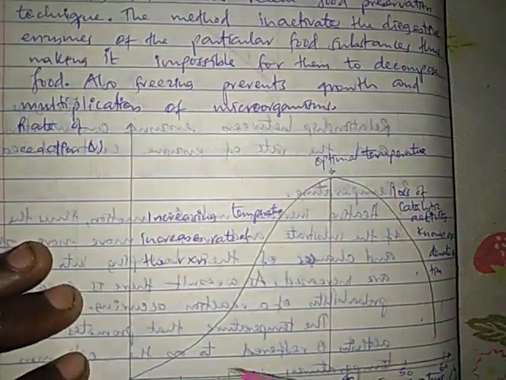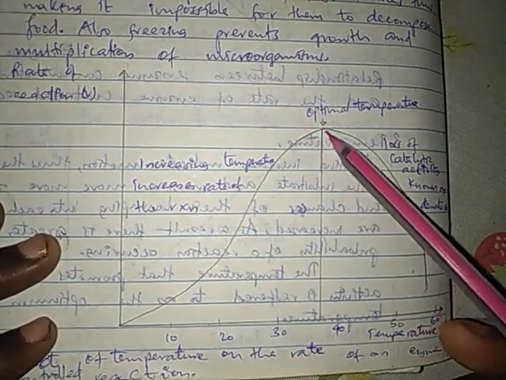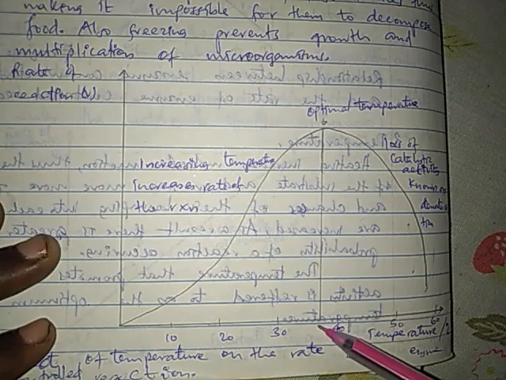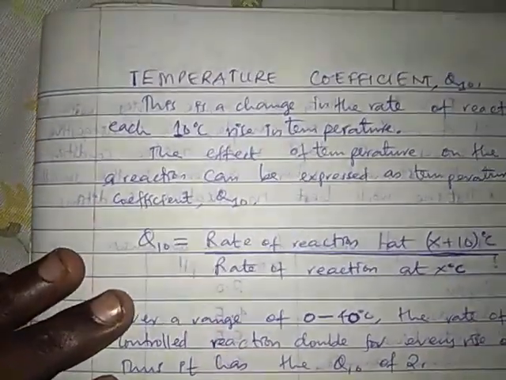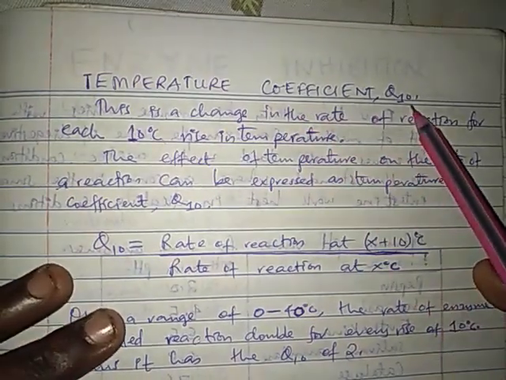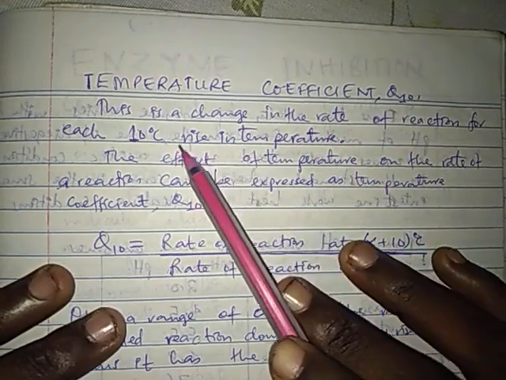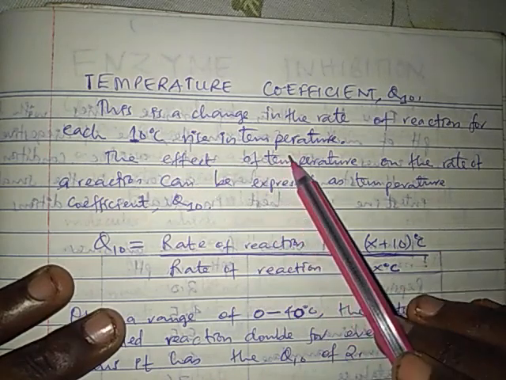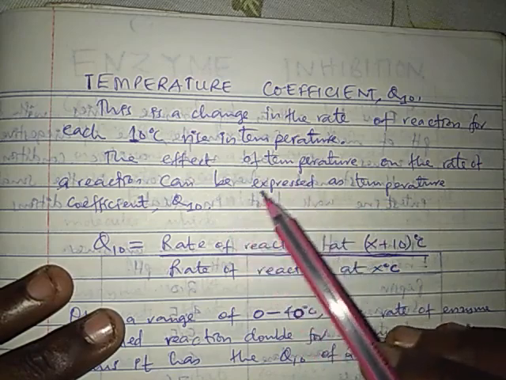So as you can see here, this graph shows the rate of chemical reaction increase in temperature to optimum. At optimum here, the temperature seems to be 37, and then if the temperature is increased from optimum, then the rate of chemical reaction tends to fall. In temperature here, we have one of the factors called temperature coefficient, or Q10. Temperature coefficient, or Q10, is the change in the rate of reaction for each 10 degrees centigrade rise in temperature. The effect of temperature on the rate of reaction can be expressed as temperature coefficient, Q10.